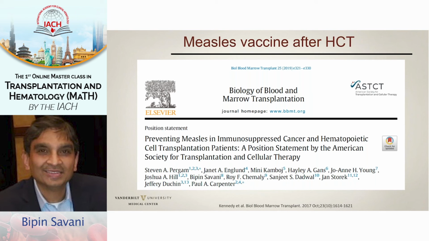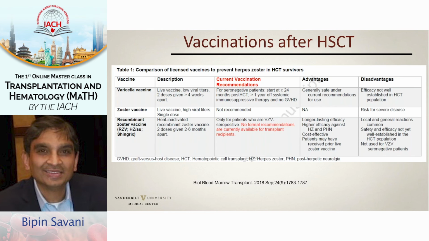MMR is often not given, as I said, and this is a nice article summarizing when and how to give the MMR vaccine in a high-risk population. Now, varicella zoster virus can cause shingles due to VZV reactivation, and the reported rate is about 20 to 50% in the transplant population, which far exceeds the general population rate. High titer VZV vaccine is not recommended post-transplant, given the possibility of severe disease and availability of alternative antiviral medication.